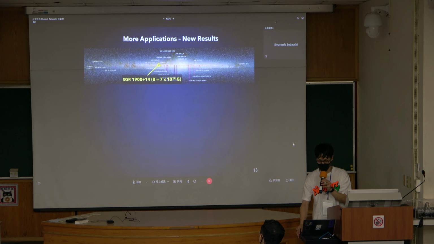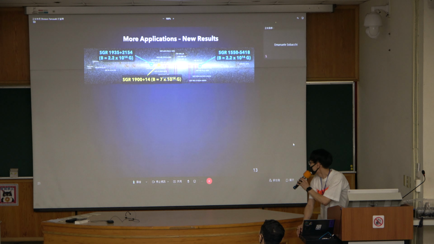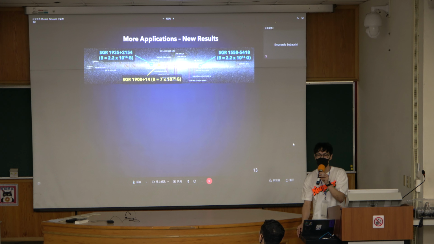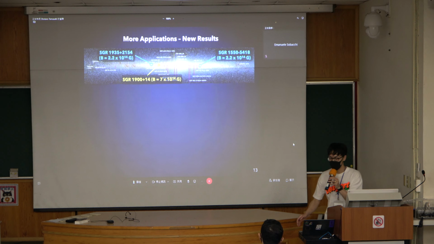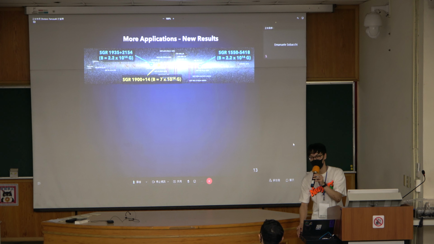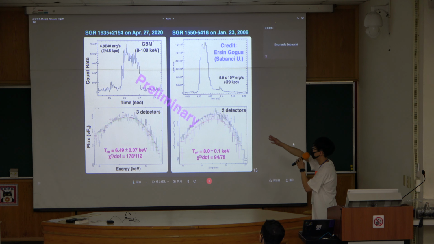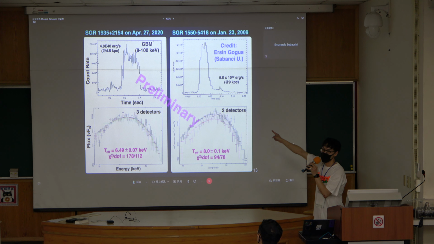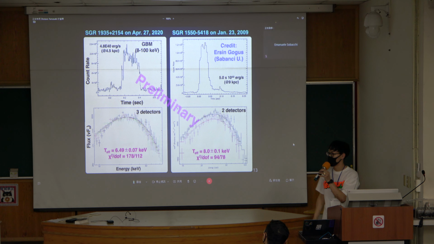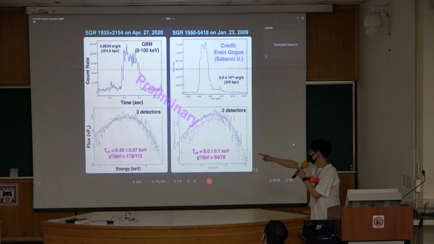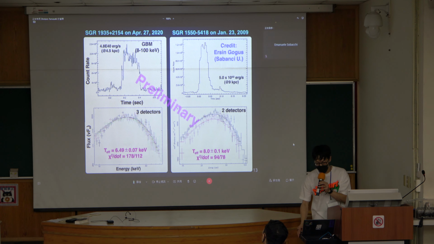Actually, I have another result, which is still preliminary, because we want to make this code public, so we are trying to implement this into XSPEC. It's a common analysis code for this kind of flare. This is the result for another flare. On the left-hand side, this is a magnetar. Actually, this is a galactic magnetar, which has a galactic FRB. The data were taken just 1 day before this FRB event. So we see, again, a very good fit, and we can determine the temperature.